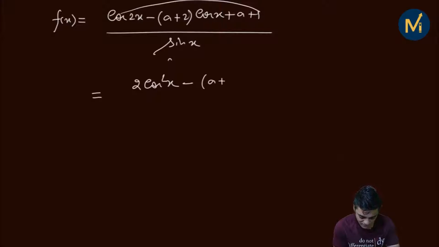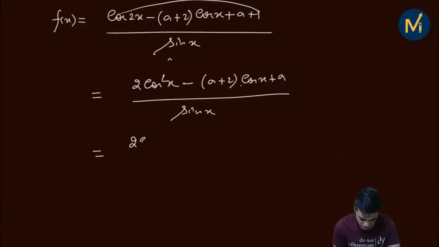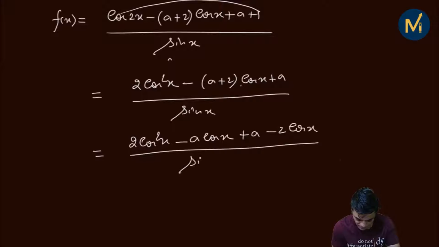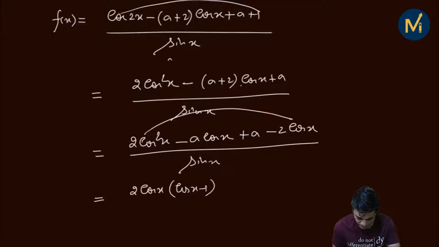So we will have the rest part a plus 2 cos x and plus a, and this whole divided by sin x. Or you can write this as 2 cos square x minus a cos x plus a and minus 2 cos x, which is divided by sin x. Now if you take 2 cos x common from here, we are getting cos x minus 1, this is one part, and if I take minus a common, it gives you cos x minus 1.